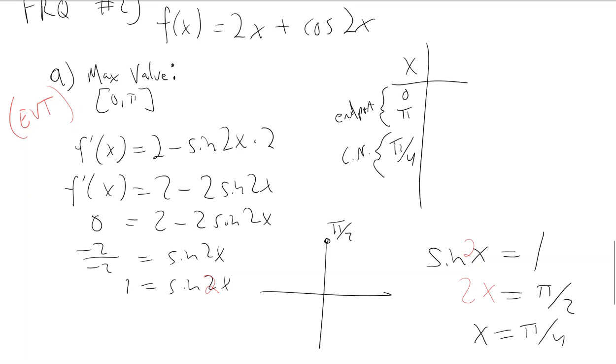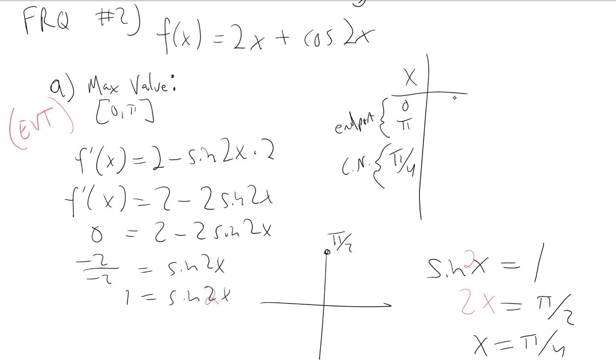And then you can always plug it in to check. If I plugged in pi over 4 here, times that by 2, that would be pi over 2, and the sine of pi over 2 is 1. Need the unit circle here. But since I've recognized this as extreme value theorem, I know which 3 points to test pretty quickly.